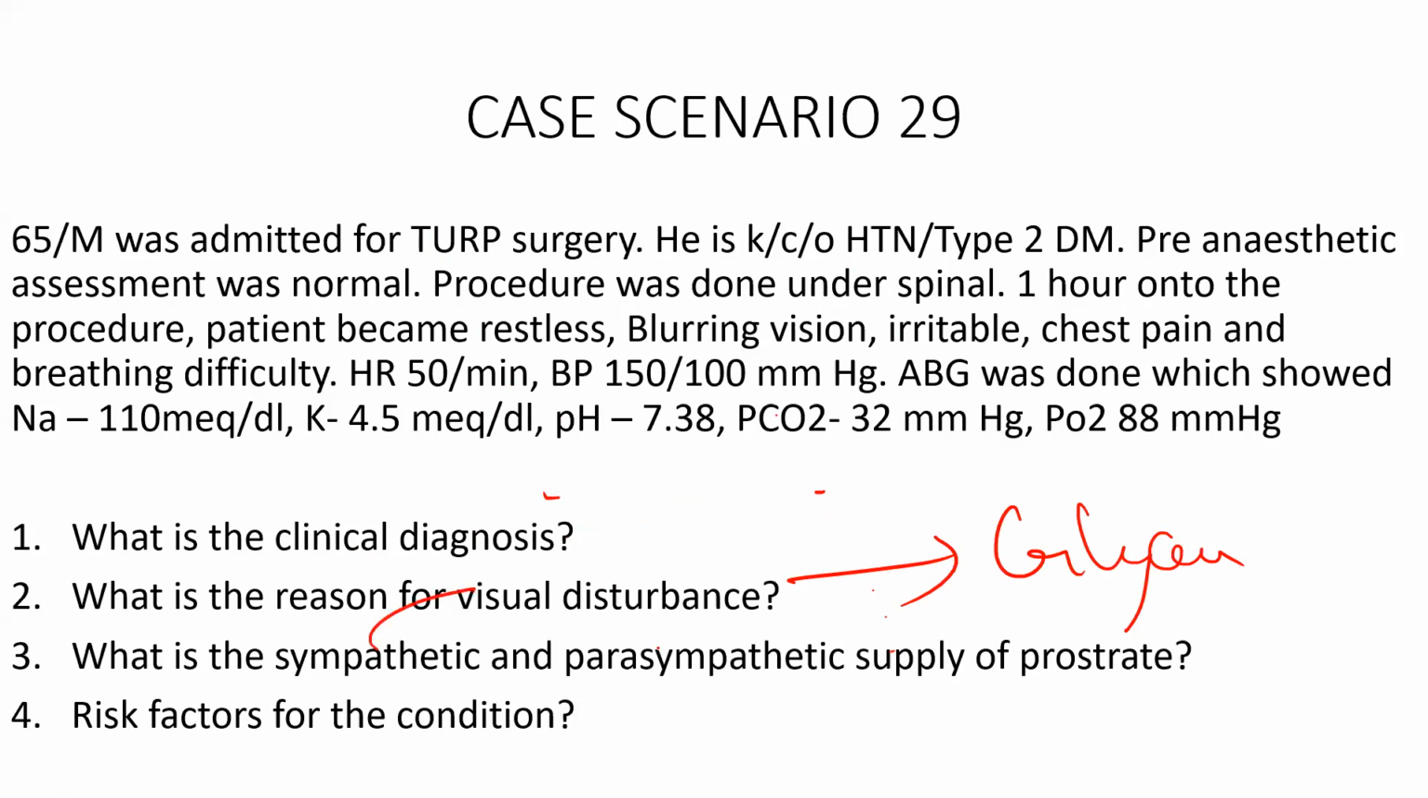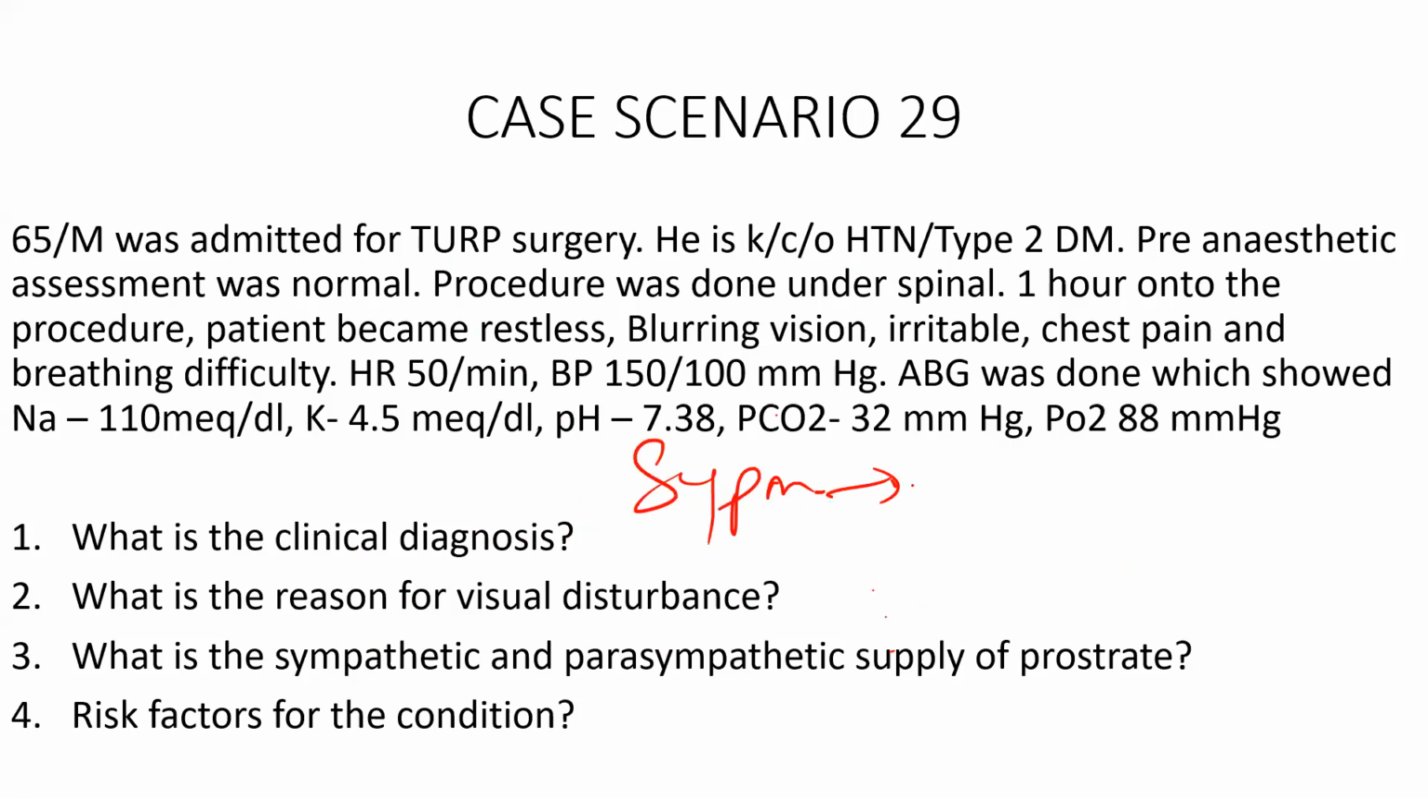What is the parasympathetic supply and sympathetic supply of the prostate gland? The sympathetic supply is from T12 to L1, L2. Good. Parasympathetic, S2, S3, S4.